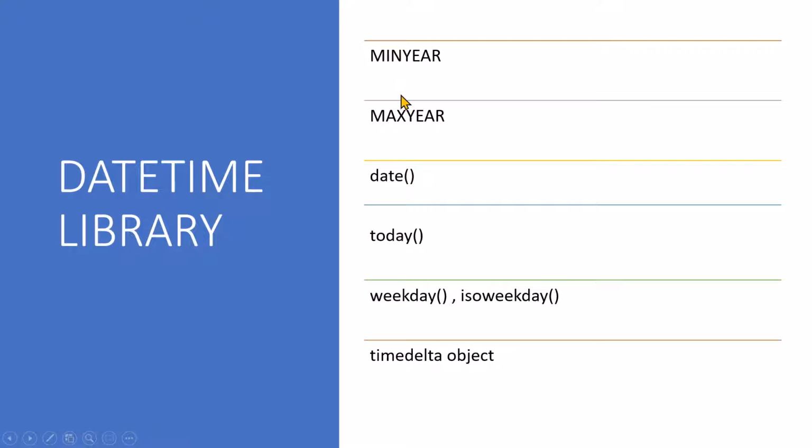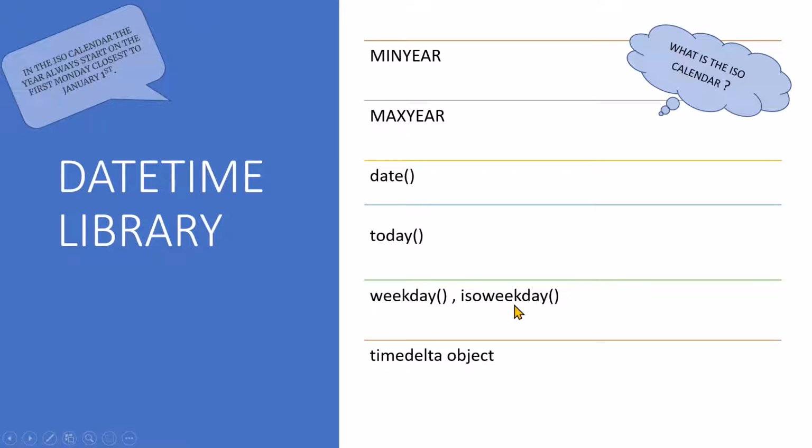So we look at these two constants, and then we look at the date method, the today method, weekday and ISO weekday. What's the difference? Weekday follows the Gregorian calendar, that's the normal calendar that we follow. The ISO weekday, on the other hand, follows the ISO calendar. Now, when we ask what is the ISO calendar, the answer is that the ISO calendar is the one that always begins on the Monday nearest to January 1st of the Gregorian calendar, right? Which means that the ISO calendar could begin before the Gregorian calendar ends.